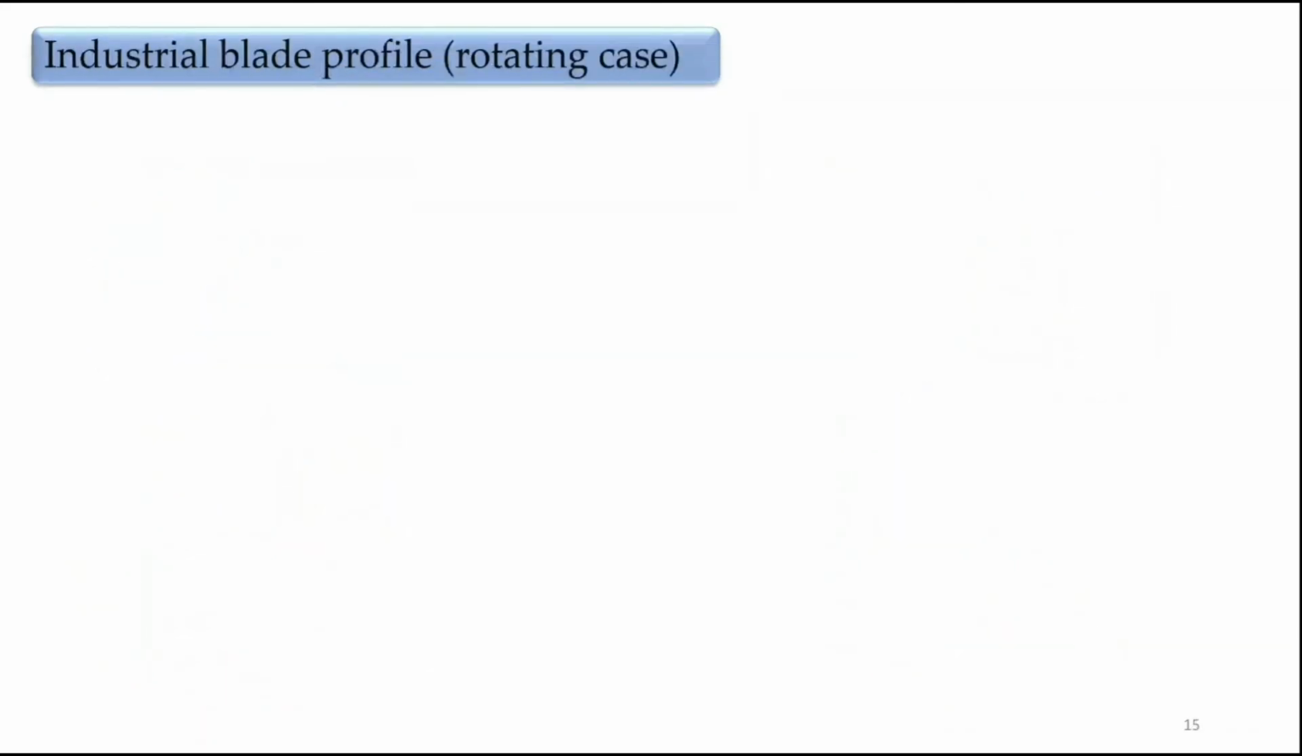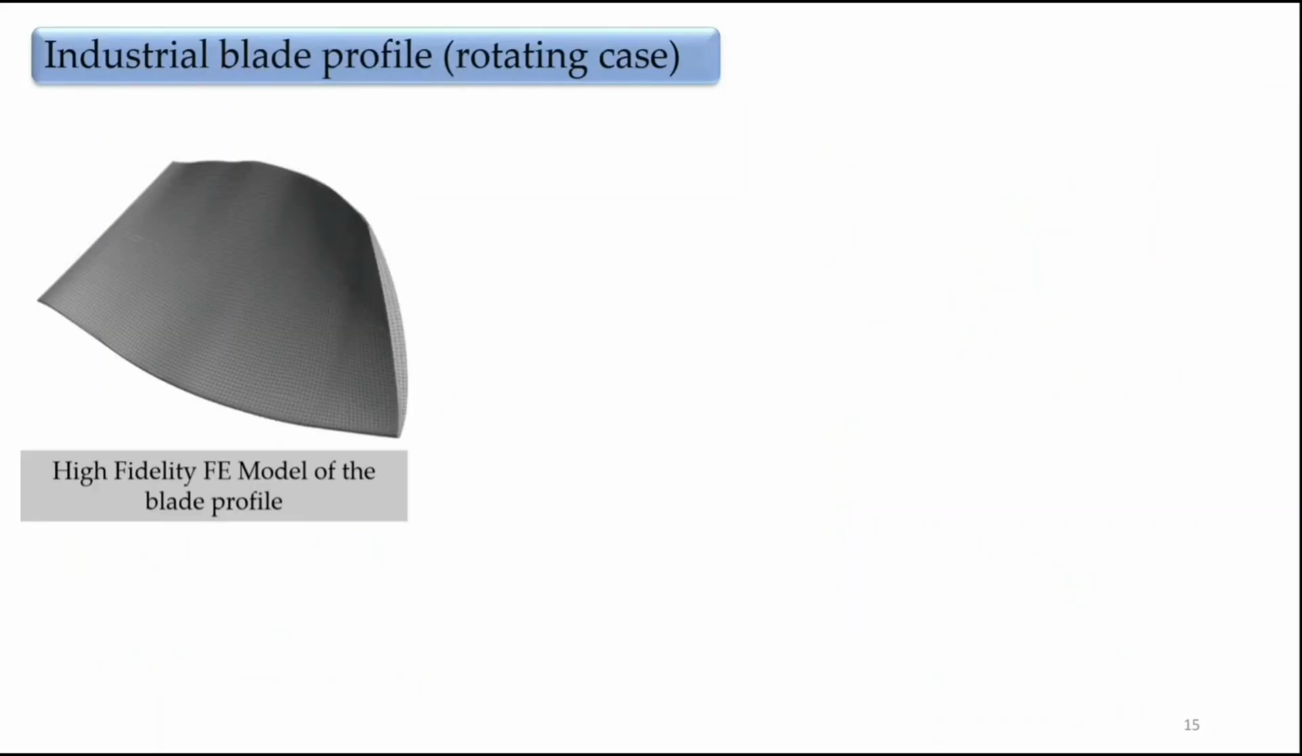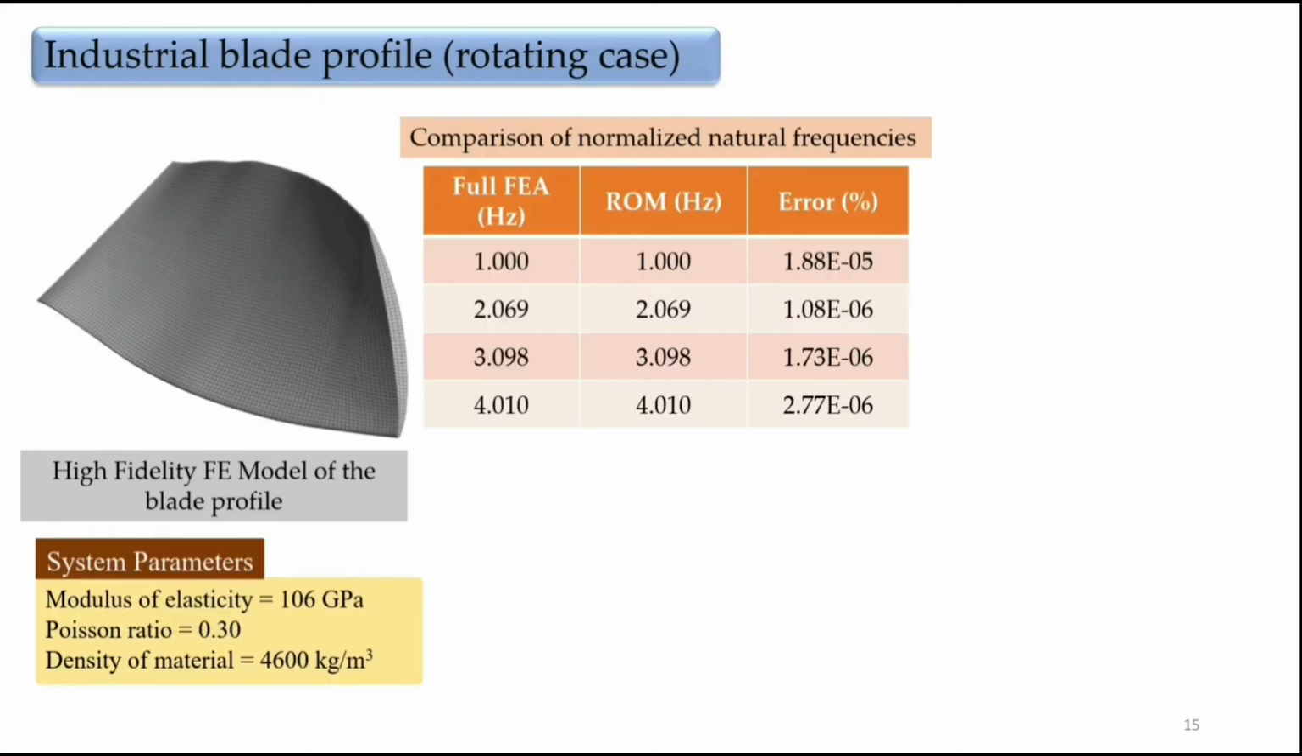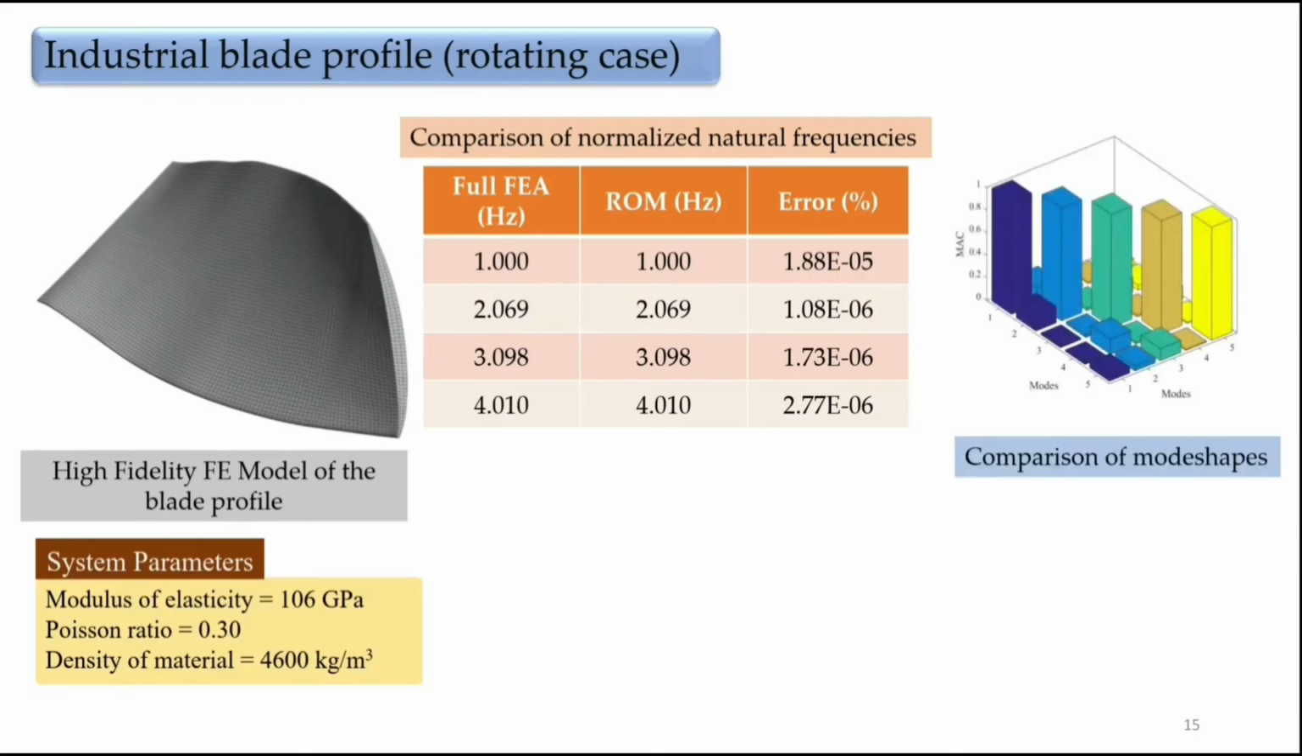Next, the developed framework is used for analyzing an industrial problem. The high fidelity model of the blade profile is shown here. These are the material properties used in the simulation. First, we have compared the normalized natural frequency of the system, and we can see a very good match has been observed, as the error is of the order of 10 raised to minus 5, 10 raised to minus 6. And to compare the mode shapes, we have plotted the modal assurance criterion, and we can see the diagonal values are close to 1.